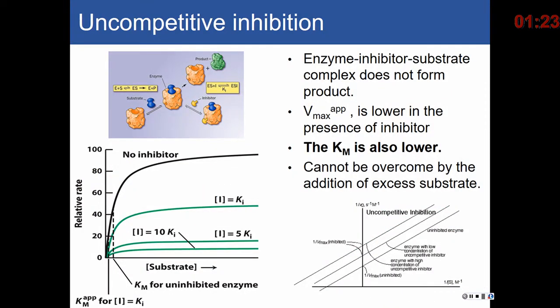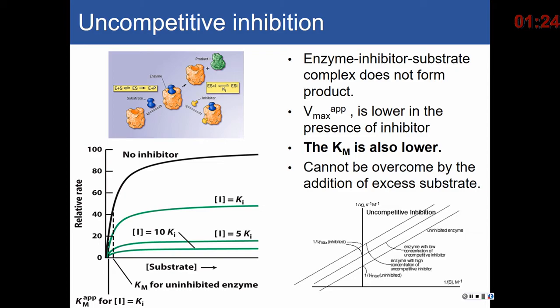So in uncompetitive inhibition, again, the enzyme inhibitor substrate complex doesn't form the product. So we have our enzyme here sitting in the center. You can have your substrate come in and bind, and it's going to bind back and forth here to give you that enzyme substrate transition state, and that can go on to the product.